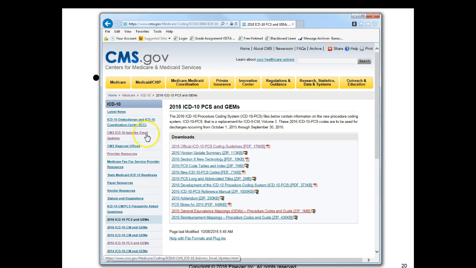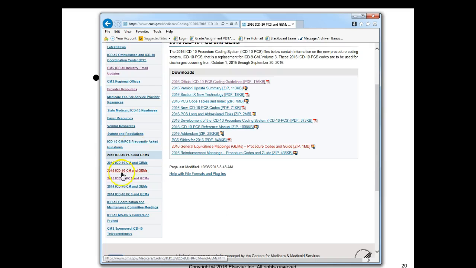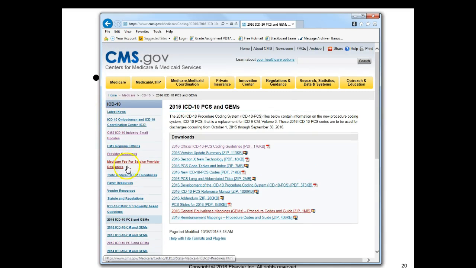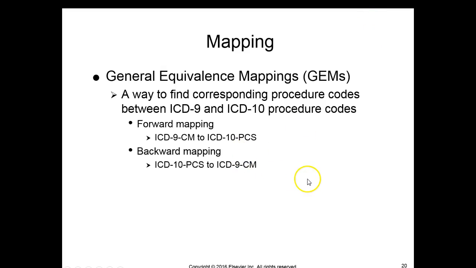But that is how you get to the GEMS, is through the Medicare website, and literally we go into I-10, and then from the left-hand panel we choose the appropriate PCS and GEMS table. And you can play around with that. Now that is going to conclude this lecture, this second lecture for Chapter 6.